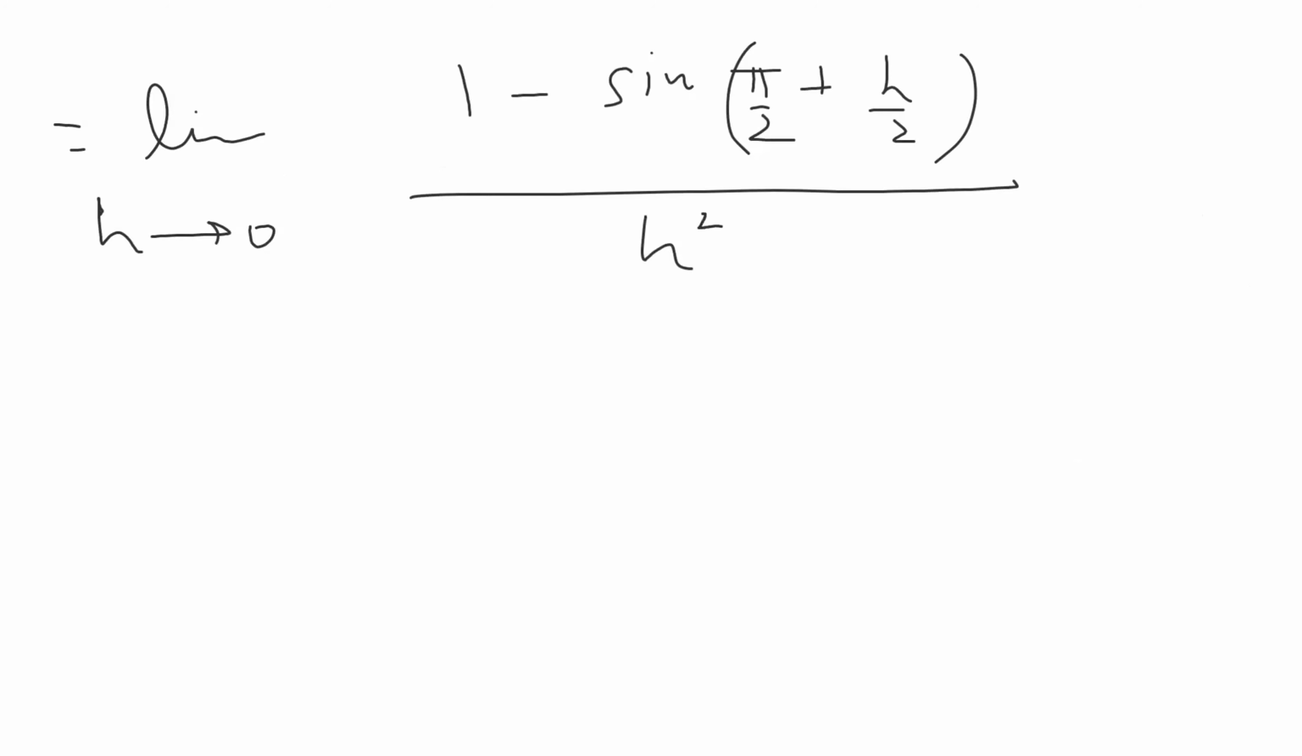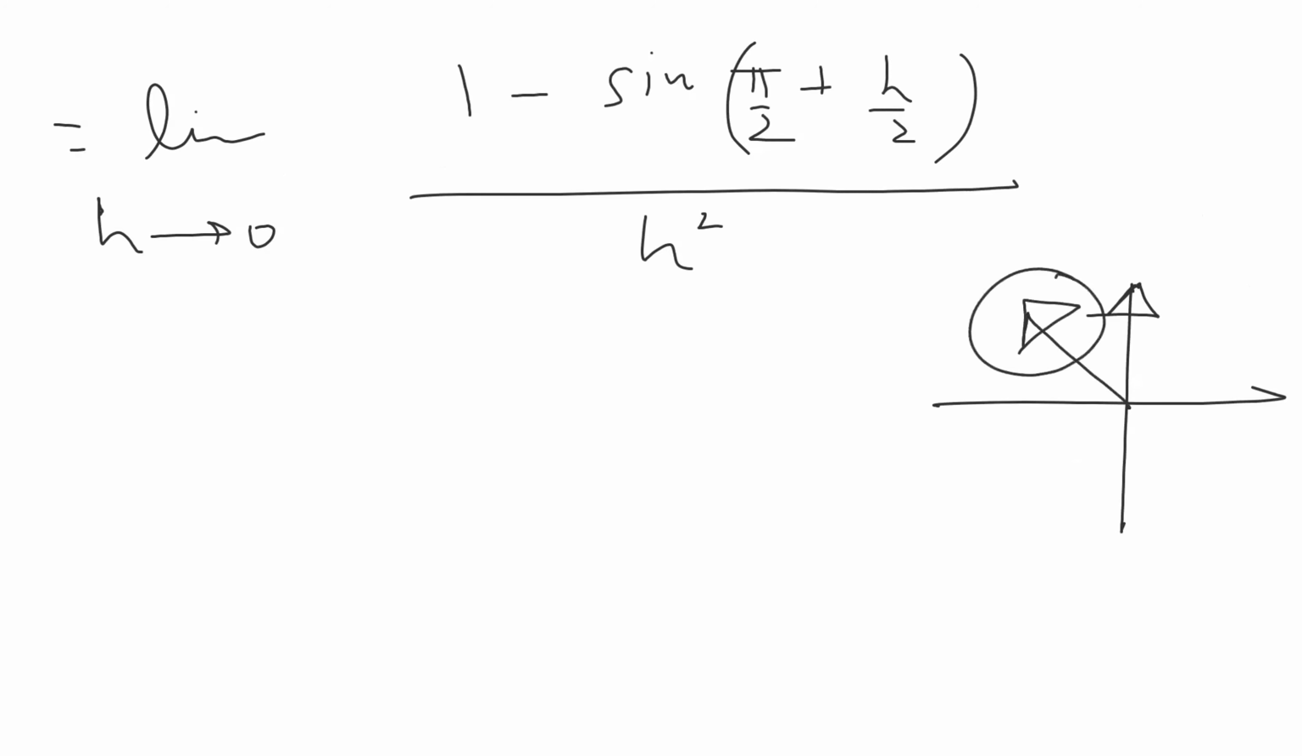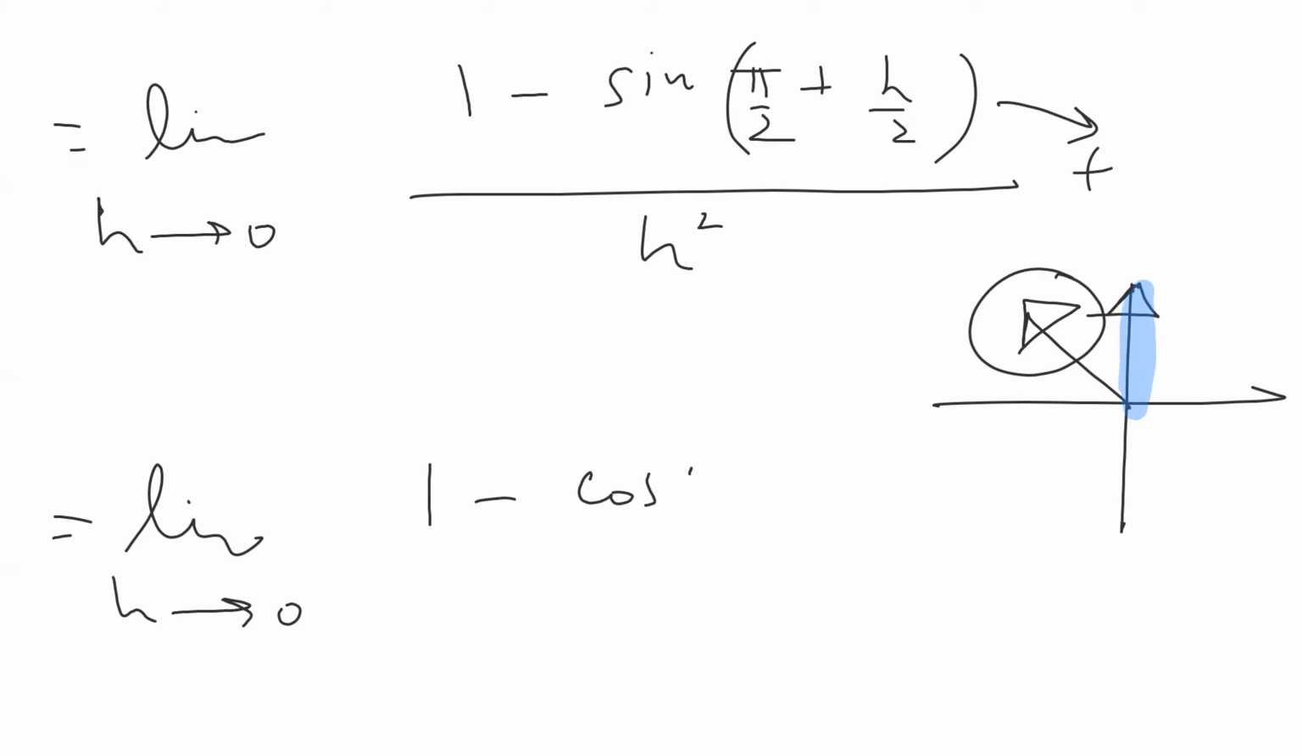Okay. Now pi by 2 is over here, 90 degrees, plus in the anti-clockwise direction. In this quadrant, your sign is positive. So this is positive. And since we are on the y-axis, sine changes to cos. So cos h by 2, because the angle is h by 2 over here, the theta is h by 2, upon h square.